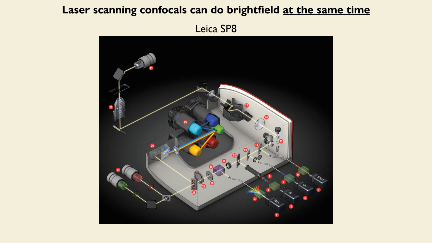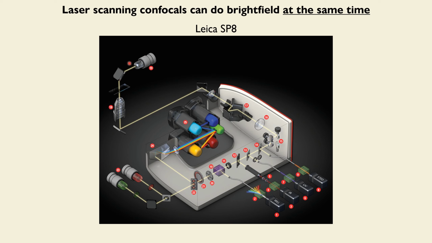A very nice feature of many modern laser scanning confocals is they can do bright field at the same time. So this is a schematic of a Leica SP8 inverted confocal. You can see the objective here, a slide here. So all of this is what we talked about before, the lasers that put the light into the sample. And then here you can see the fluorescence coming back and getting split into different detectors.